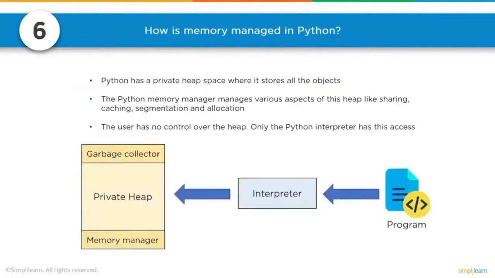So if you just created a neural network model, you can now save that model to your hard drive, pickle it, and then you can unpickle it to bring it back into another software program or to use at a later time. How is memory managed in Python? Number 6. Python has a private heap space where it stores all the objects. The Python memory manager manages various aspects of this heap like sharing, caching, segmentation, and allocation. The user has no control over the heap. Only the Python interpreter has the access. You have a nice little diagram here. Here's your program. There's your interpreter. We have our heap, memory management, and the garbage collector going off of there.